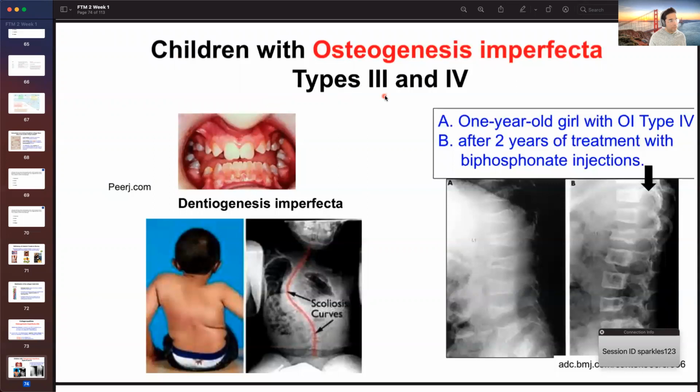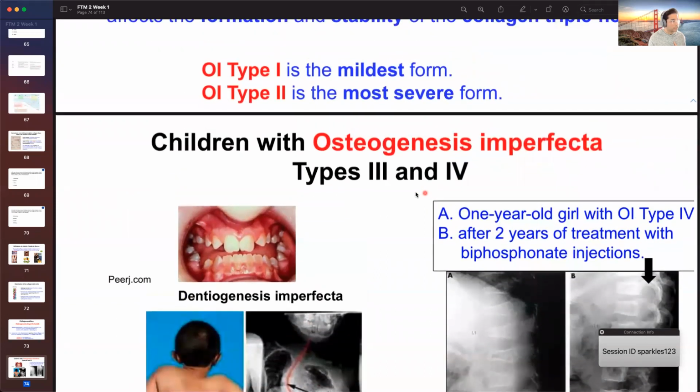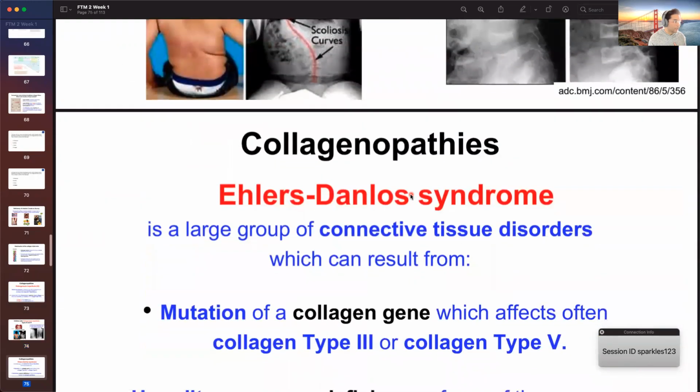Whereas for type 3 and 4, you're going to see one girl in exhibit A. You're going to see dentinogenesis imperfecta in type 3. In type 4, in picture B, look at the amount of space between her vertebral columns. You're going to cover more of these vertebral structures in MSK, but you can see they're giving her bisphosphonate injections to counteract it. You don't need to know the bisphosphonate part. What you do need to know is that type 1 and type 2 are very severe. That's what Dr. Trotz emphasized a lot for us.